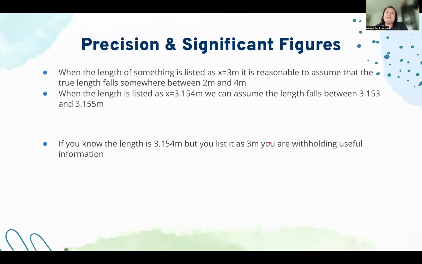So now let's talk about precision and significant figures. When the length of something is listed as 3 meters, it's reasonable to assume that the true length falls somewhere between 2 and 4 meters. But if instead the length was given as 3.154 meters, we can assume that the true value falls between 3.153 and 3.155 meters. If we know the length is 3.154 meters, but we list it as 3 meters, we are withholding useful information.